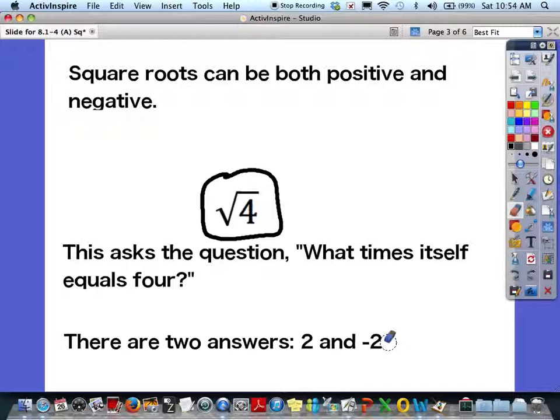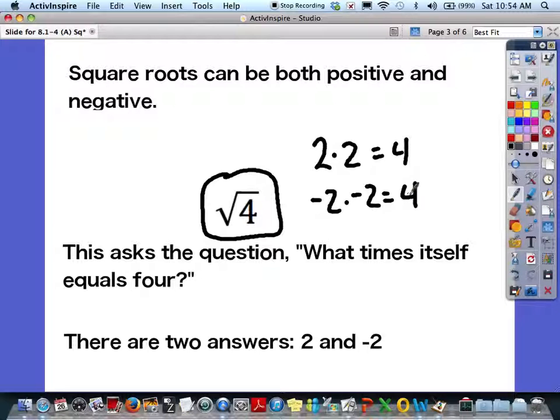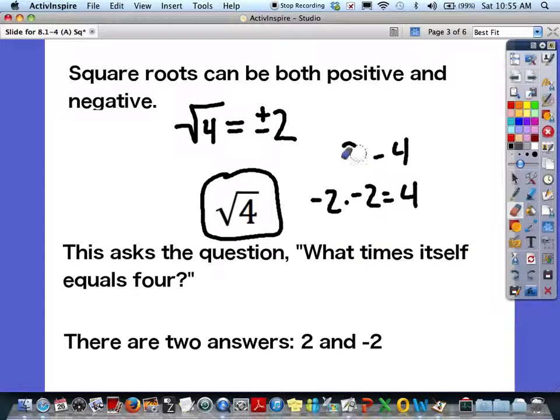Negative 2. So that makes sense, because basically 2 times 2 is 4, and so is negative 2 times negative 2. Because a negative times a negative is a positive. So the square root of 4 is both positive and negative 2, and we can write that in a very specific way. We can write it like this. We say, okay, this equals plus or minus 2. So that's one way that we could write it. So square roots always have a positive and a negative answer.